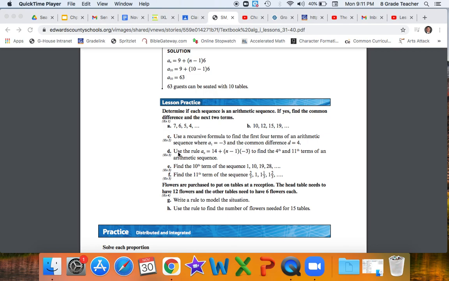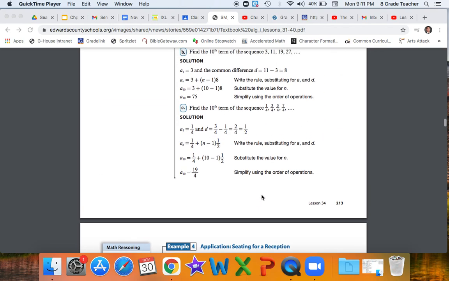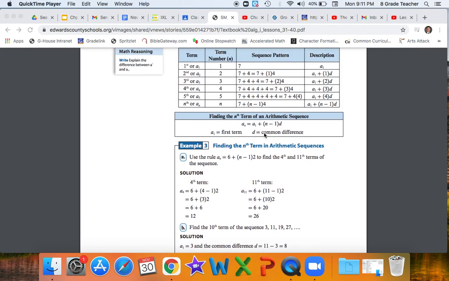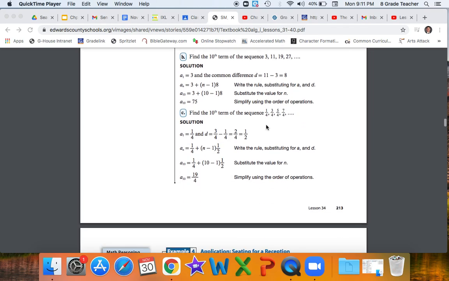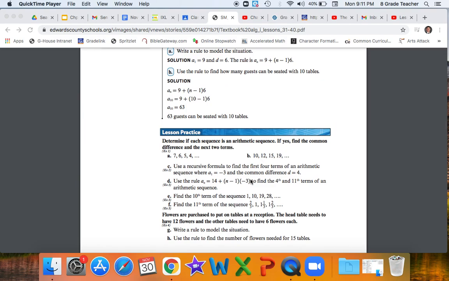In letter D, you're using the rule An equals 14 plus n minus 1 times -3 to find the 4th term and the 11th term. We just practiced this with the arithmetic sequence. Here's where you have that equation again. You plug in the first term and the difference, then multiply by the term that it's trying to find. In this example, if you wanted to practice, you're going to plug in 4 and multiply, and 11 and multiply. And then you do the same for letters E and F.